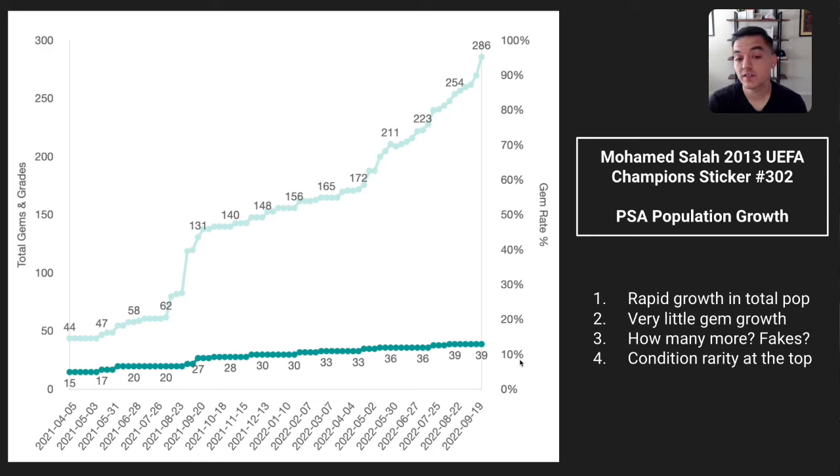Now, the questions that we have to ask are how many more are going to be graded, and how many fakes. So one thing that's interesting to note that I've noticed after I purchased my copy is on the back of these stickers, there are serial numbers, not serial numbers, but it's like a number code that was printed on there when they were made.